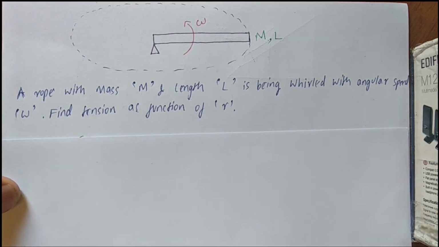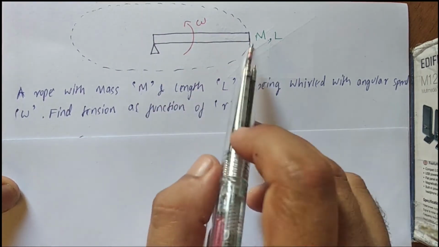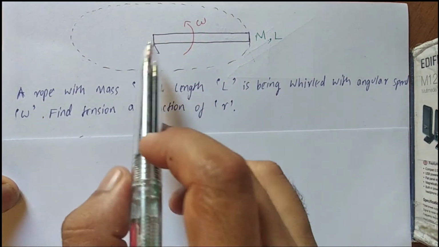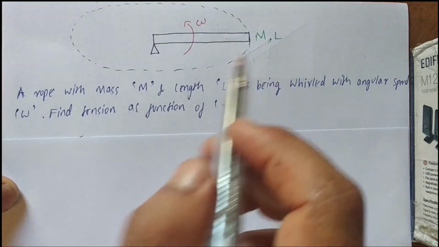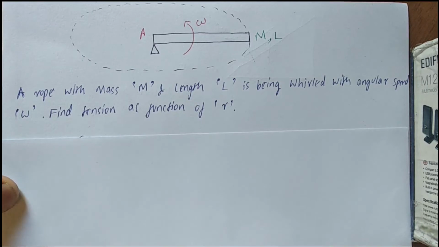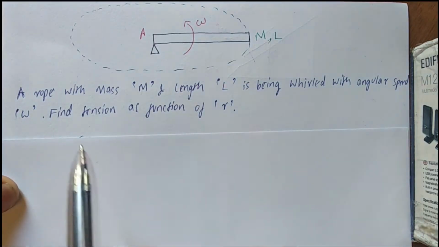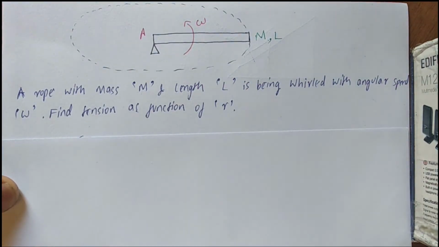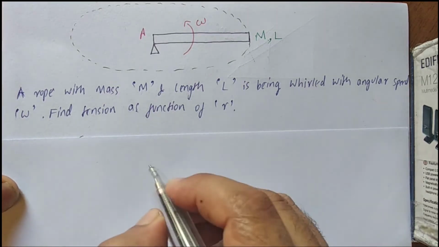So in this question we have been given a rope that is getting reeled around this circle with an angular velocity of omega. The rope has a mass of m and the length of this rope is L. This rope is fixed at this point. Let us consider it to be A. We are supposed to find the tension as the function of R. So now what is R in this situation?